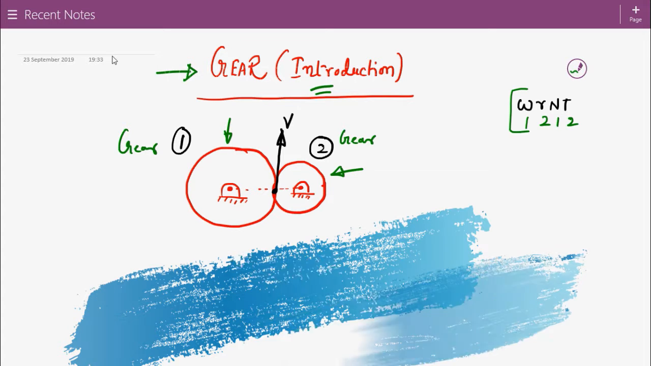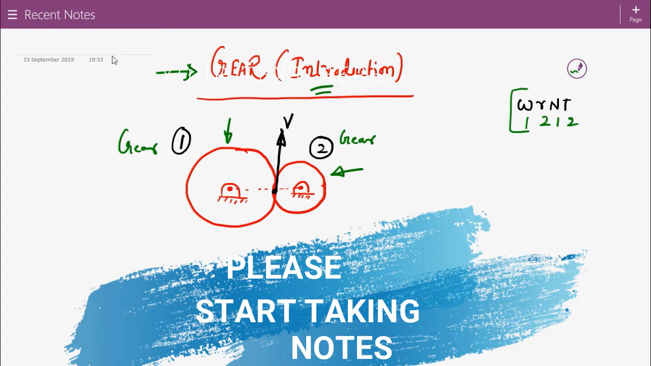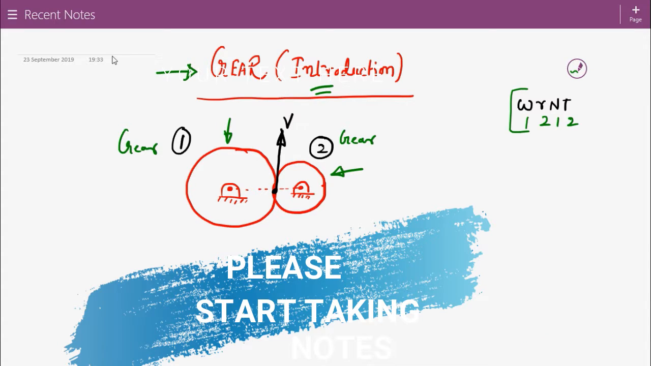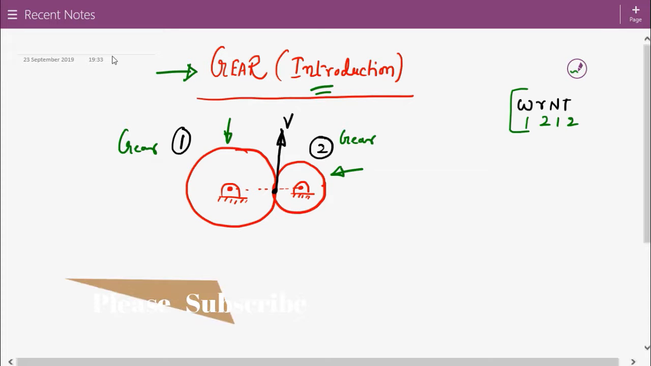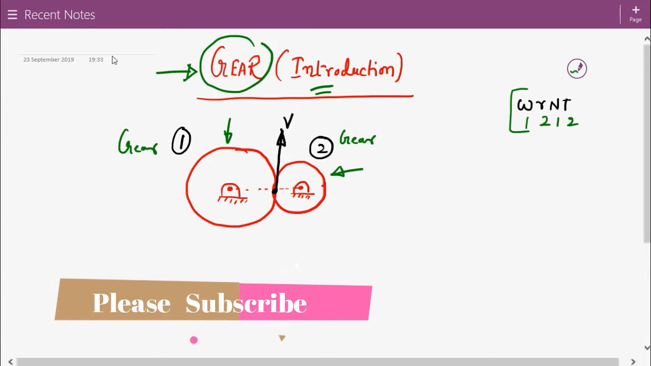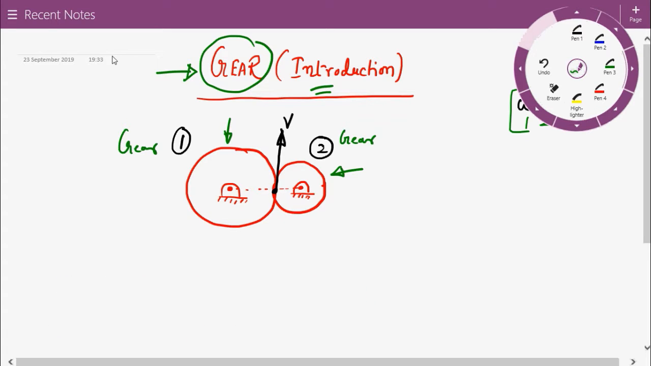Later on, when we will be studying about different types of gear, mainly the spur gear, we will be calling it rack and pinion. For now, let's call it gear 1 and gear 2. Okay, first of all, when we say gear, what do you mean by gear? That we have to define, or we have to know first.